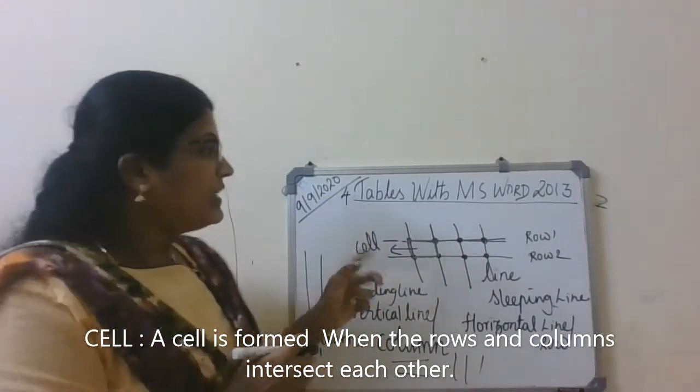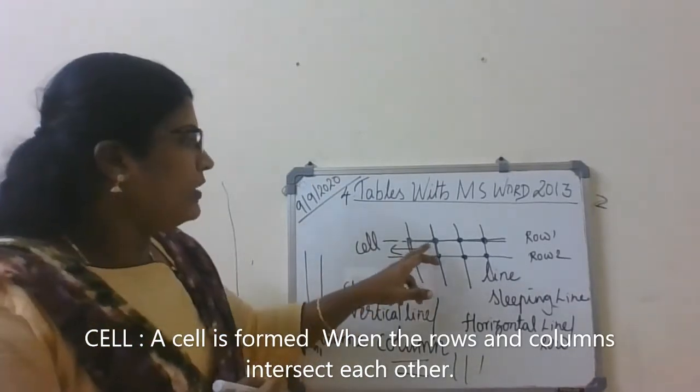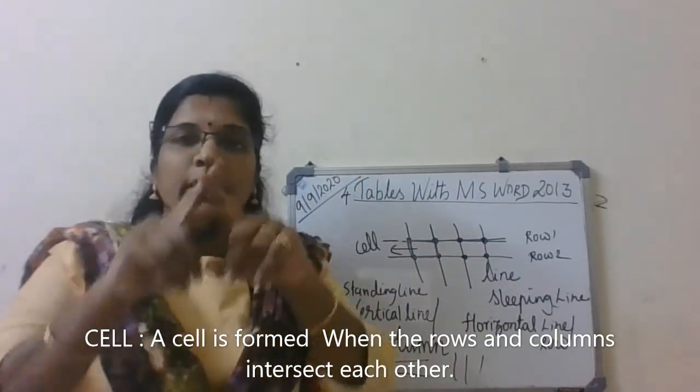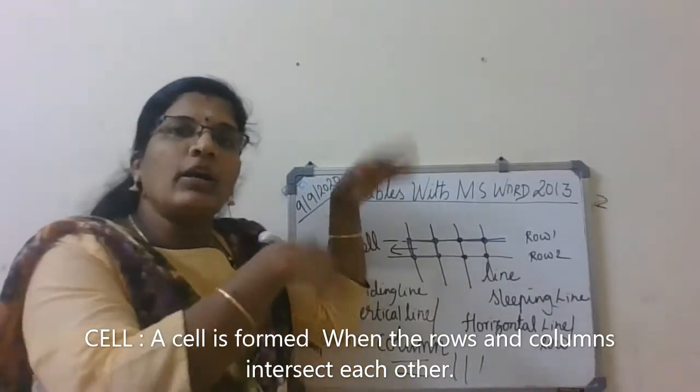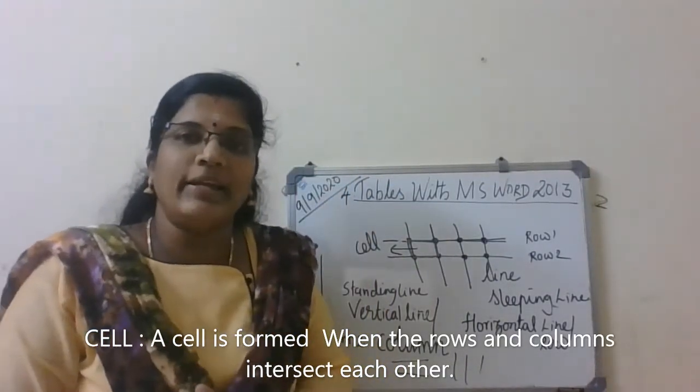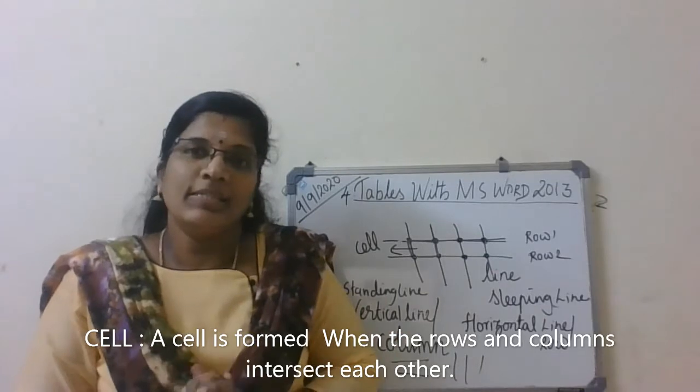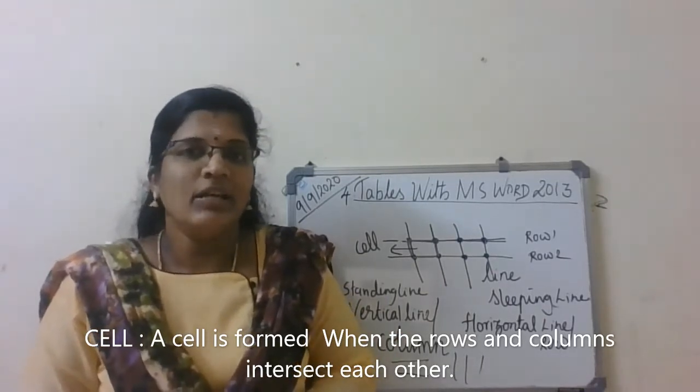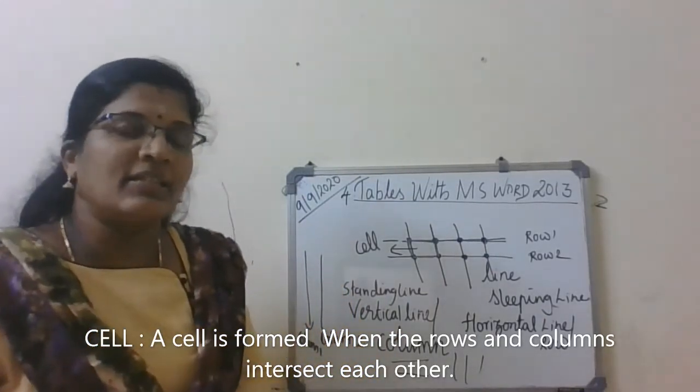Okay, so how many cells do I have now? 1, 2, 3. Because only 3 are closed boxes. The remaining are open on one side, so they are not called cells. Got it?